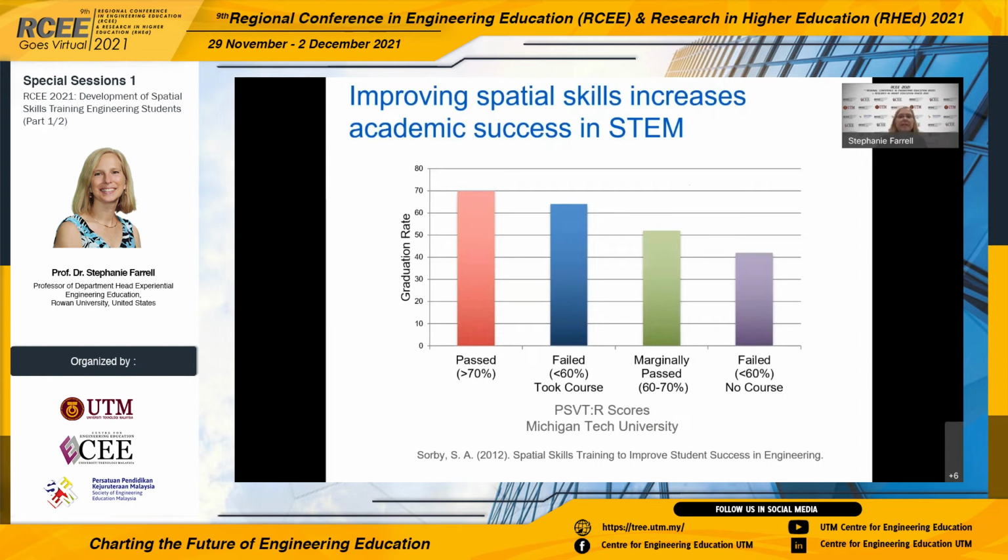So this is just one of the studies they did. They also looked at the relationship between spatial skills and academic performance, grades in different classes, and there are very strong links. There are other links with disciplines outside of engineering. Spatial skills is really important in a number of STEM fields.